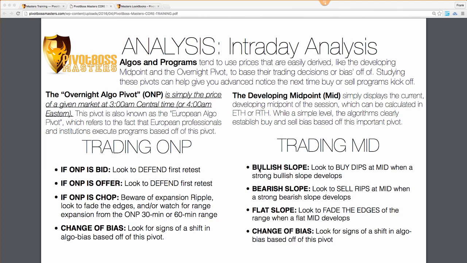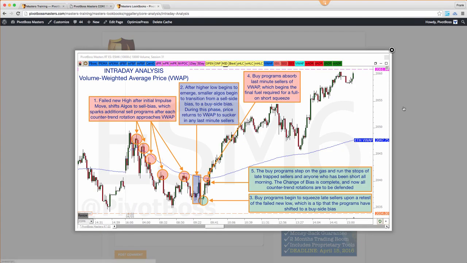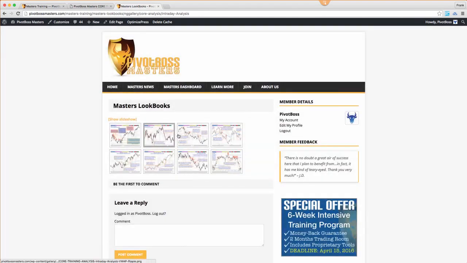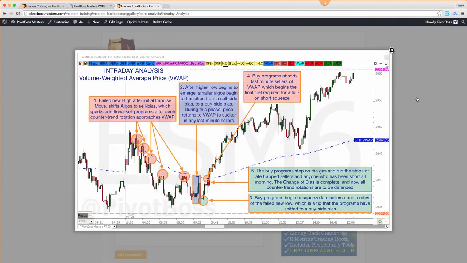Okay, let's go ahead and take a look at some of the charts right now. So I'm going to go over here to the Masters Lookbooks and click this link. And again, right now there's 8 charts in here. I'm going to go with the first one up here, and this one is volume weighted average price. The idea behind this chart is that I wanted to show you the tendencies that the algos have and give you the 1 through 5 of it all.